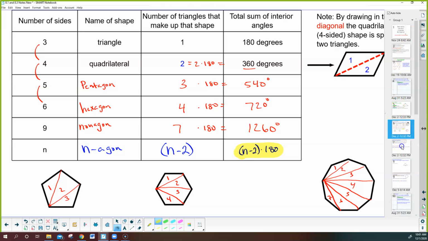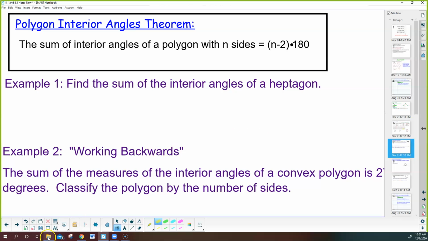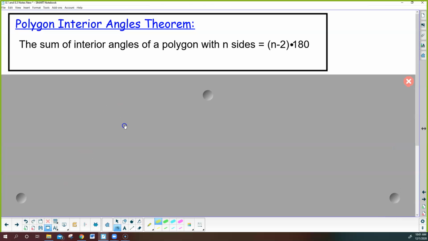But let's generalize this and talk about our very first theorem. If I want to figure out the total sum of interior angles for any polygon with n number of sides, we do n minus 2 times 180. And remember where that n minus 2 came from. That was the number of triangles in that shape when we drew the diagonals, and then we times it by 180 because there's 180 degrees in each triangle.